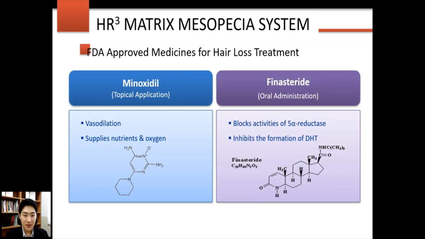The second is finasteride, a medicine taken orally. This is effective in preventing hair loss because it reduces DHT production by blocking 5-alpha reductase.